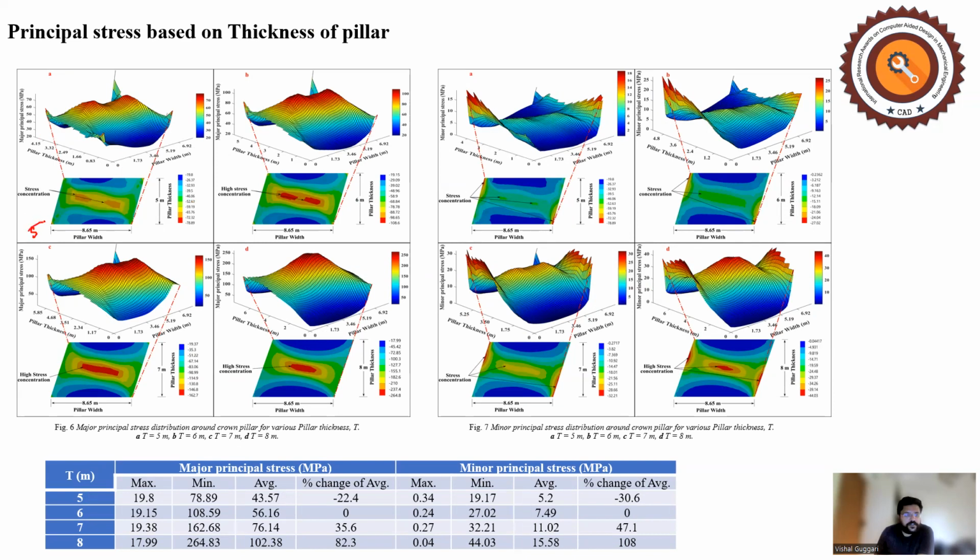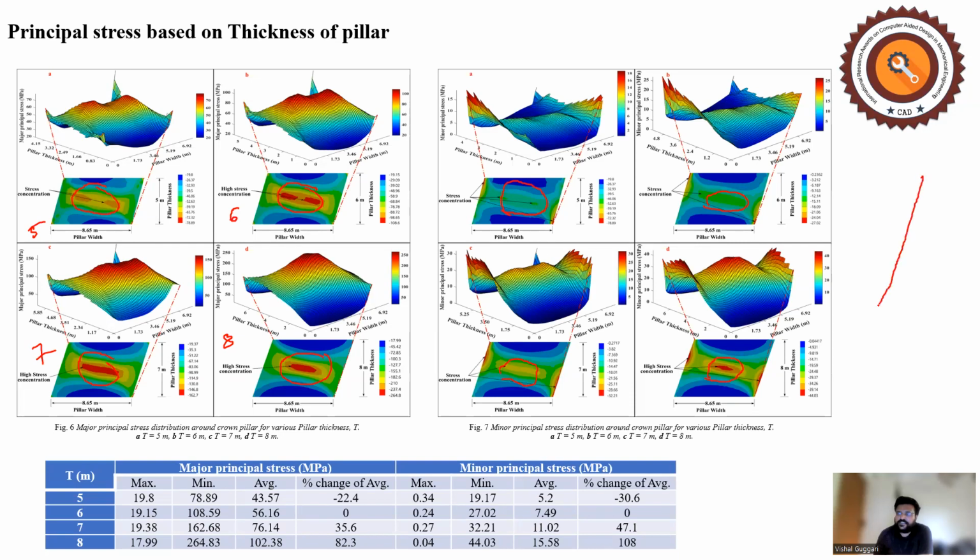This figure shows a 5 meter pillar thickness, and this one shows a 6 meter pillar thickness. This one shows a 7. This one shows an 8 meter crown pillar thickness. So here also you can observe that as you increase the pillar thickness, the stress concentration at the center of the crown pillar is increasing. And again, in case of minor principal stress distribution, you can observe the same phenomenon, where the stress concentration is increasing as the pillar thickness increases.